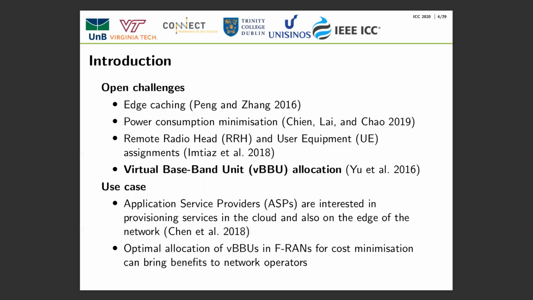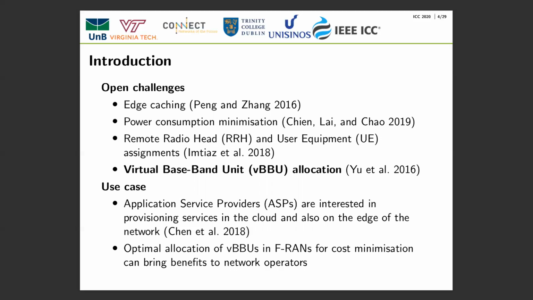There are several open challenges related to F-RANs, such as edge caching, processing consumption minimization, RH and user equipment assignments, and virtual baseband unit allocation. In particular, this work focuses on the problem of vBBU allocation, in which the use case is based on the fact that application service providers, ASPs, are interested in offering service in the cloud and also in the edge of the network, aiming to achieve low latency and improve the user's quality of service.